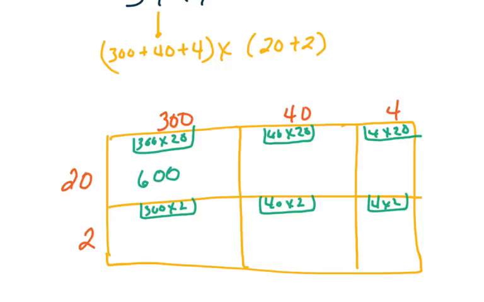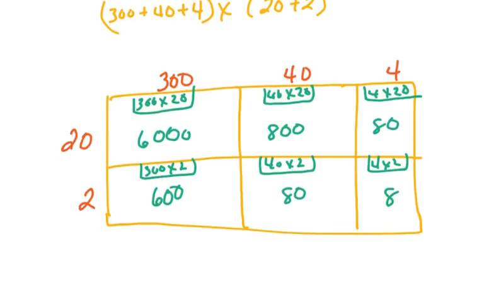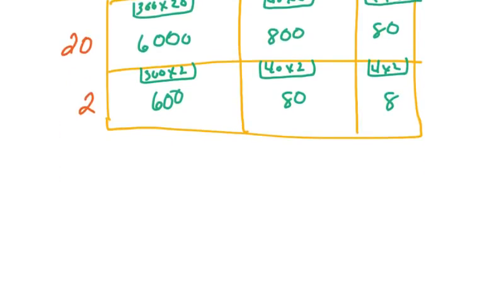Now, 300 times 20, that's going to give me 600. 40 times 20, that's going to give me 800. Oh, this is supposed to be 6,000. And then 20 times 4 is 80. So 600 here, 80 here, and 8 here. So now those are my partial products that I'm going to add up.